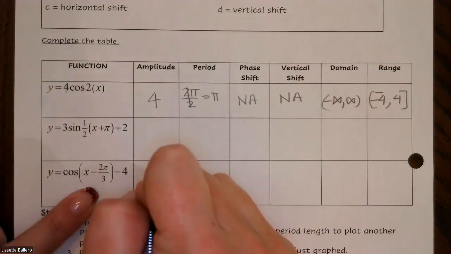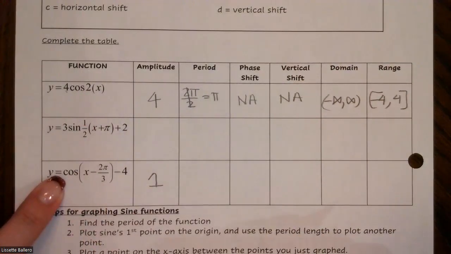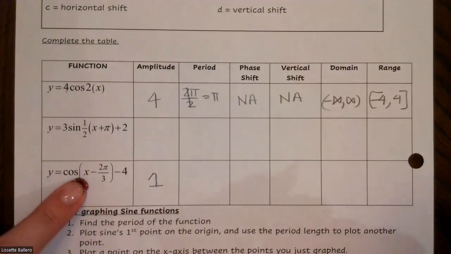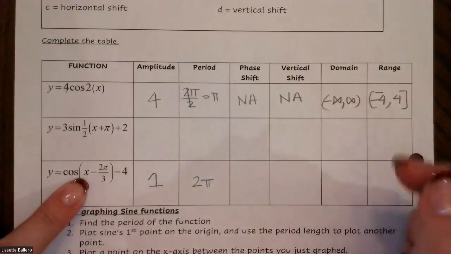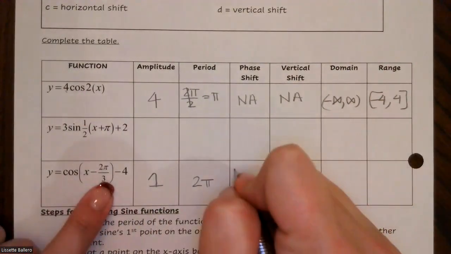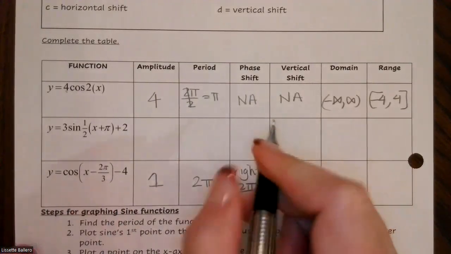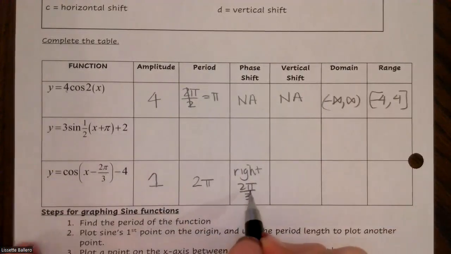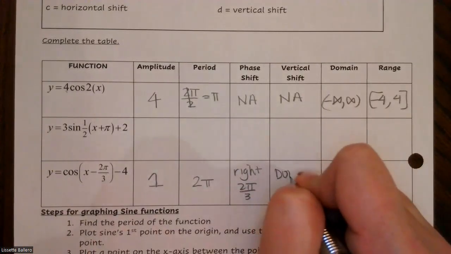So right here, our amplitude has no vertical stretch or compression, so it is going to be 1, just like the parent function. There's no horizontal stretch or compression, so the period is going to be just like the parent function, 2 pi. And then it went to the right, 2 pi over 3. Remember, when it's minus that C value, that's what it's going to go to the right. And this right here is going to go down 4.